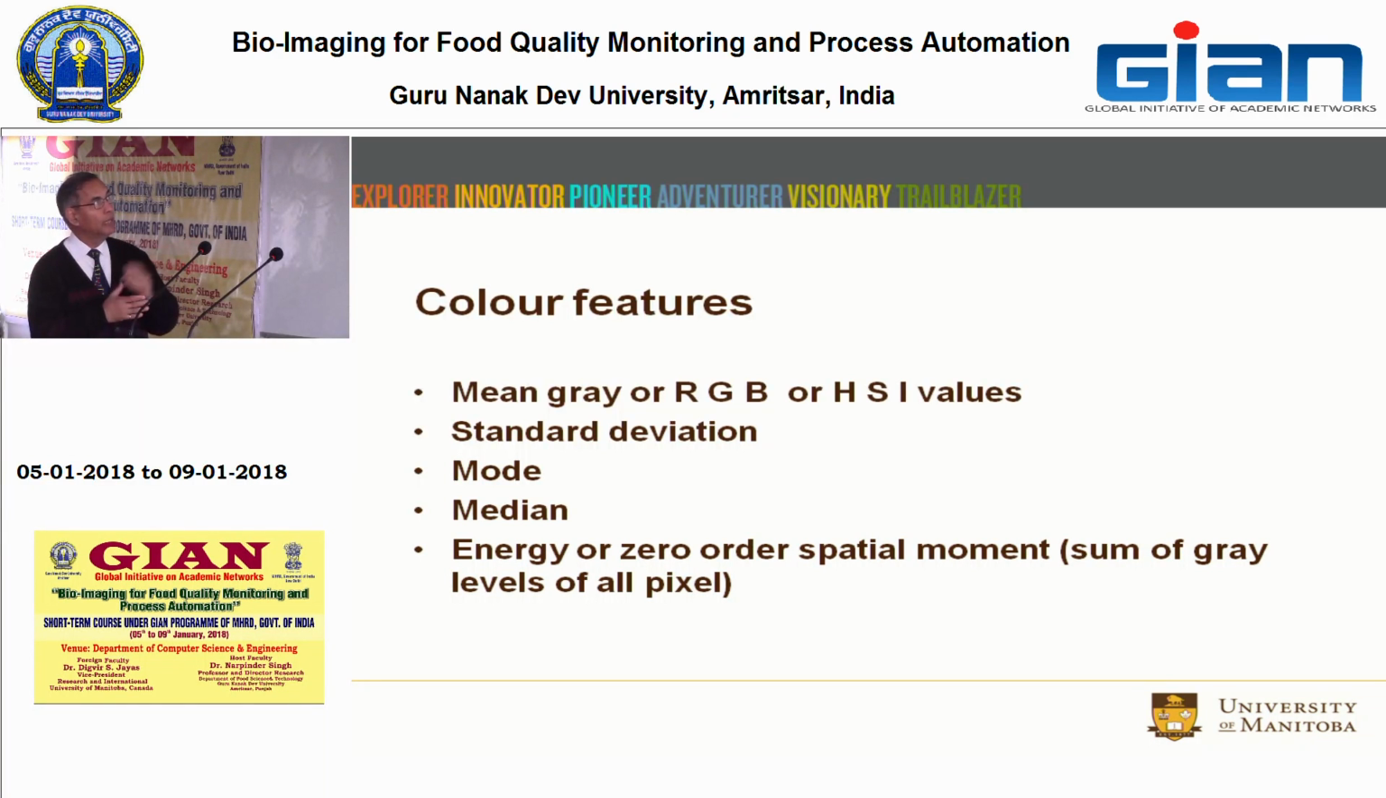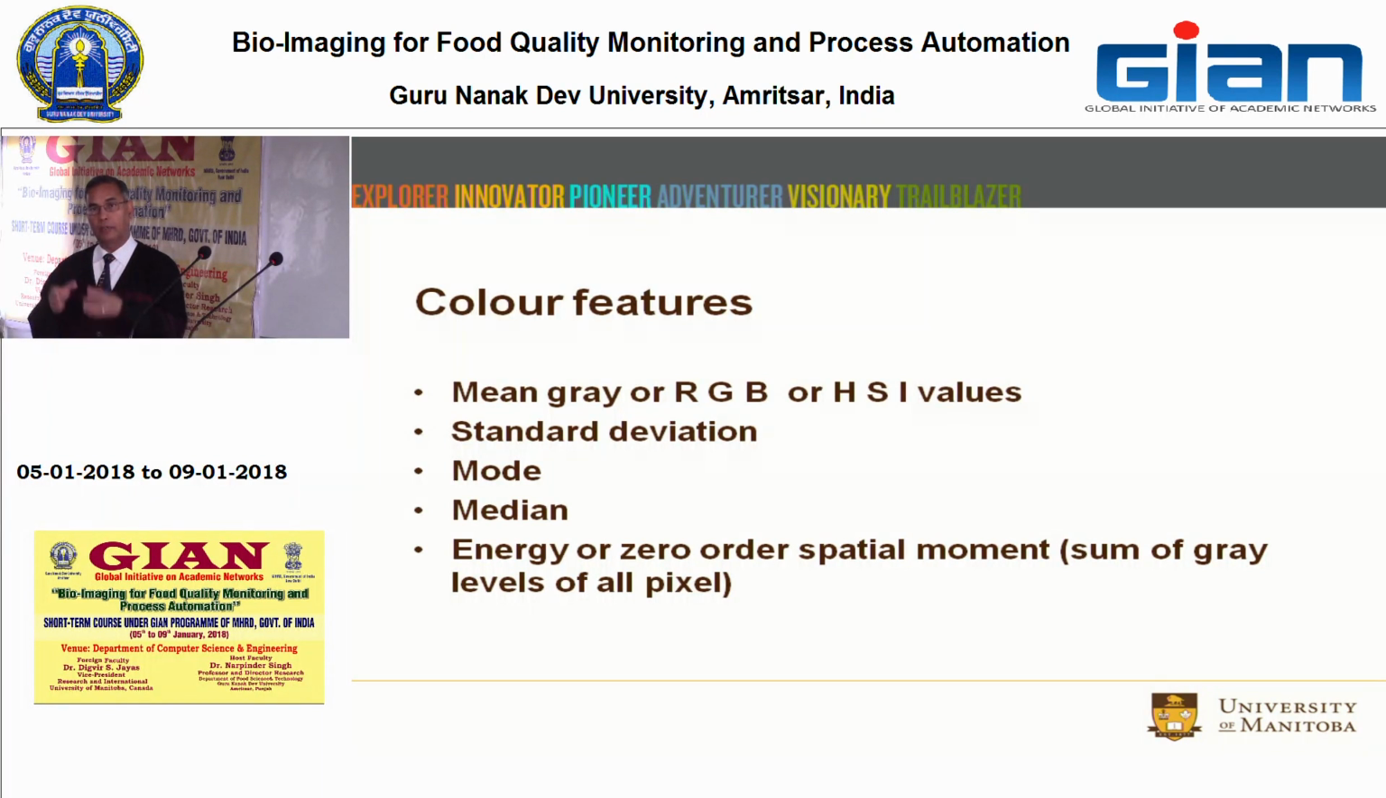images would be the mean value. So you can have the mean value of the gray, which means RGB together, like a combined mean value. Or you can have the mean values of the red spectrum, green spectrum, and blue spectrum. Or you can convert RGB into a hue, saturation, intensity framework. And I think the next slide shows how to convert that.